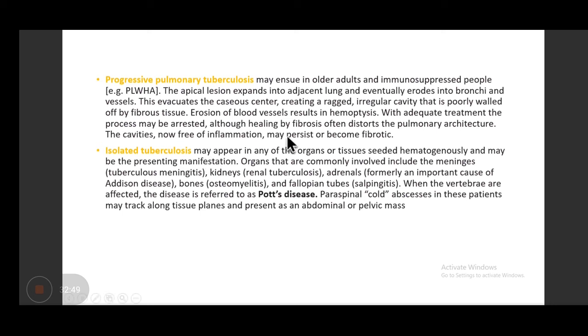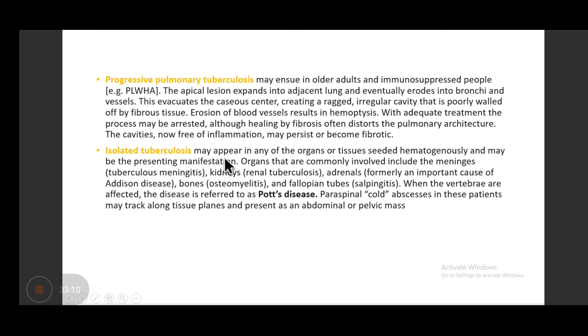Erosion of blood vessels results in hemoptysis. With adequate treatment, the process may be arrested, although healing by fibrosis often distorts the pulmonary architecture. The cavities, now free of inflammation, may persist or become fibrotic, right?